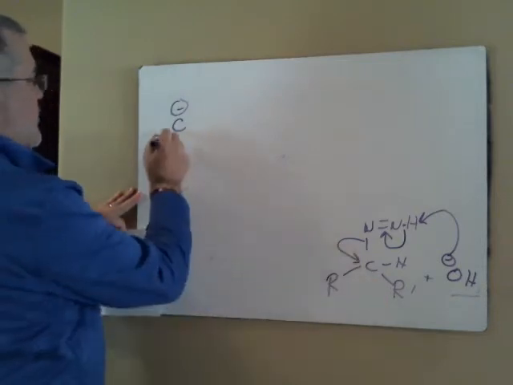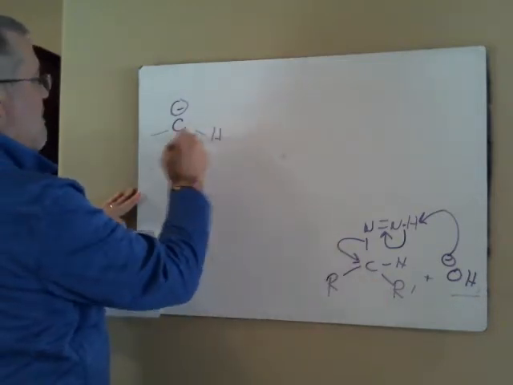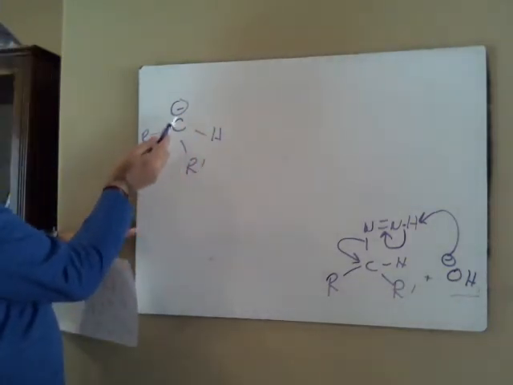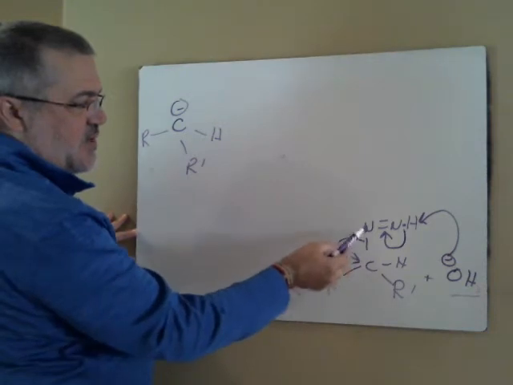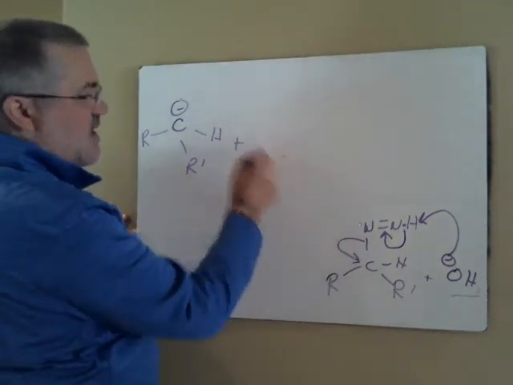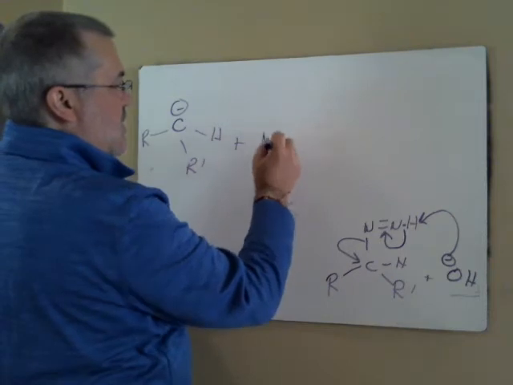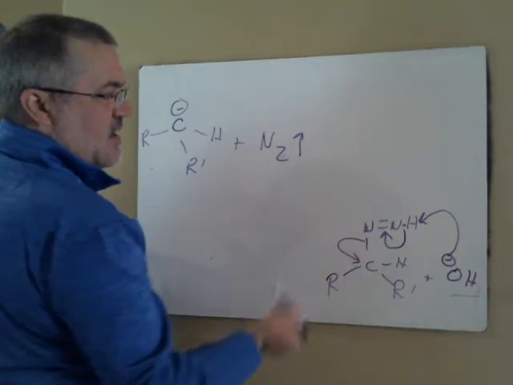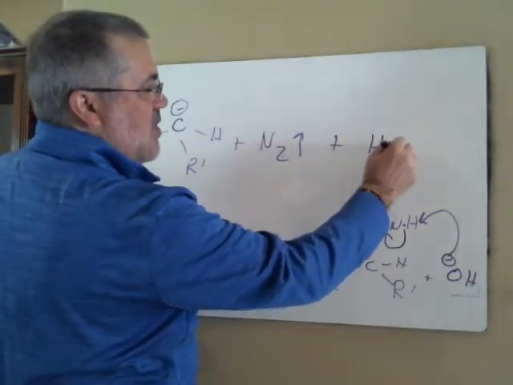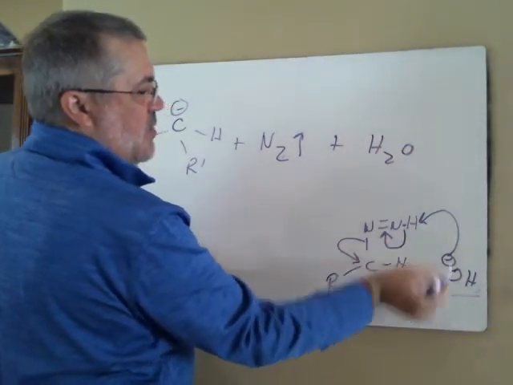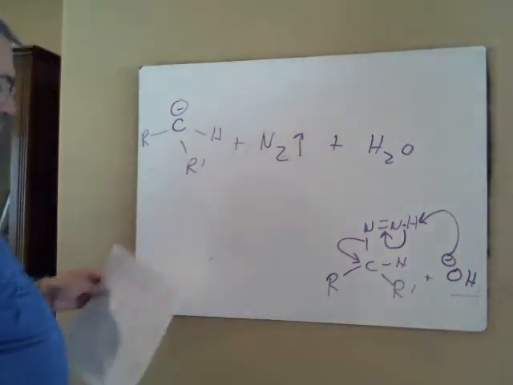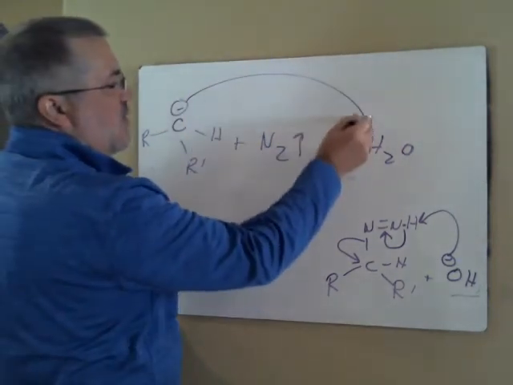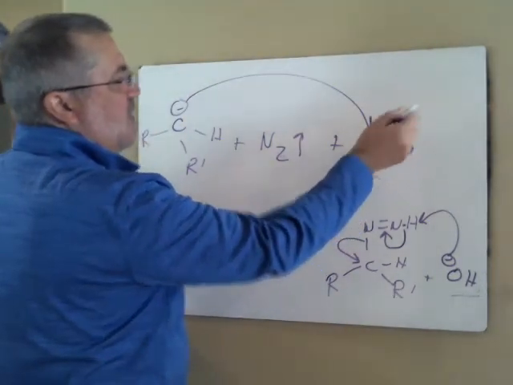I'm going to leave that there for a second, because what I've done now is I have my R and my R prime and my H, and I have the minus charge on the carbon because the electrons have moved in when this bond broke. And when it did that, it formed nitrogen gas, right? And triple bond N. And it also formed water because that OH pulled that proton off. Okay? And so is that the product? No, because what happens is this pulls a proton off of the water, moves the electrons out.